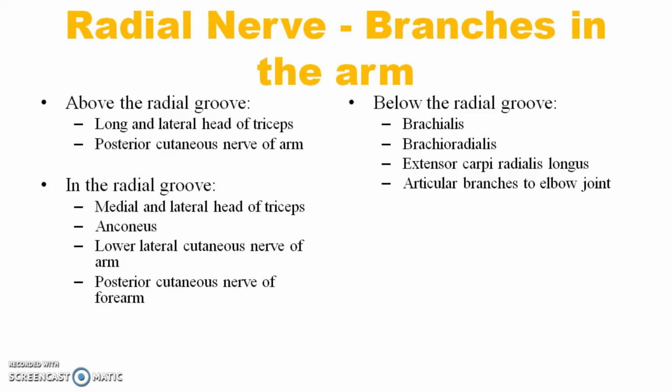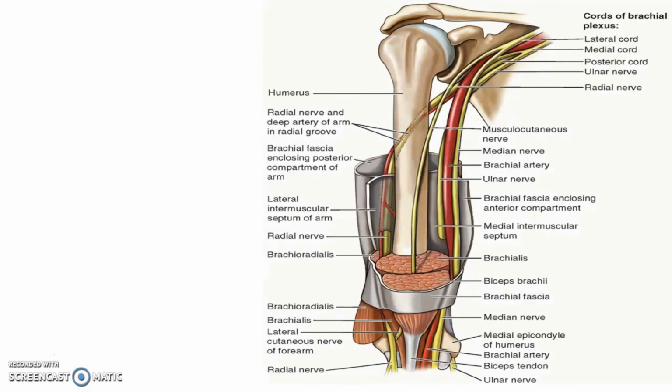Then we will be having another set of branches arising from the lower part of the radial groove, giving branches to brachialis, brachioradialis, extensor carpi radialis longus, and also for joints such as the elbow joint, which we will call the articular branch. So we will be dividing the radial nerve branches into three parts: above the radial groove, in the radial groove, and below the radial groove. So this is all about the details of the radial nerve supplying the posterior compartment of the arm region.